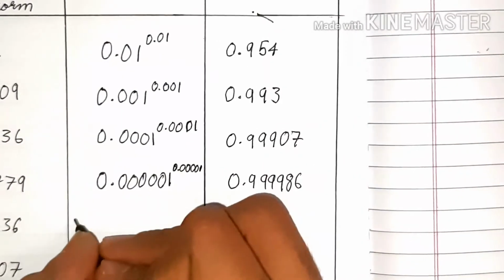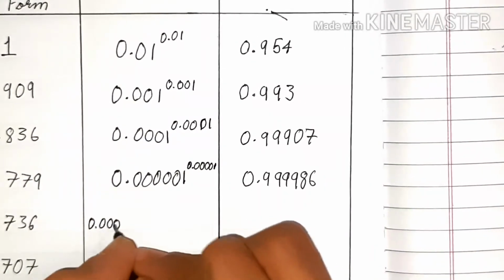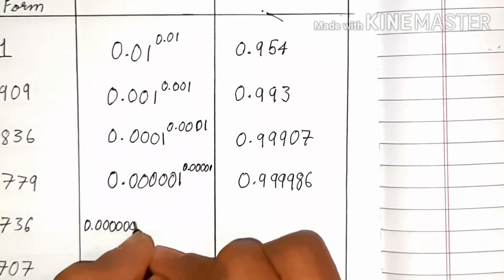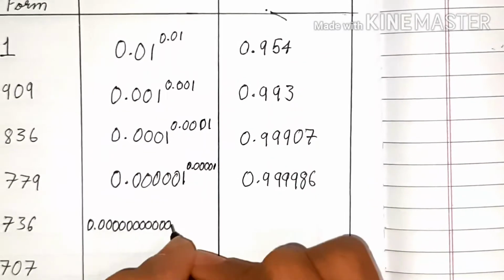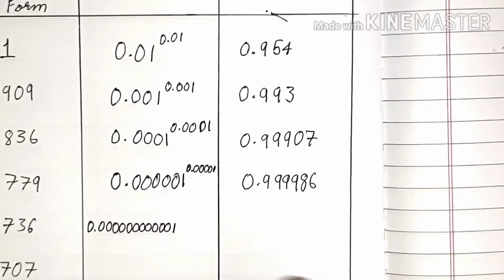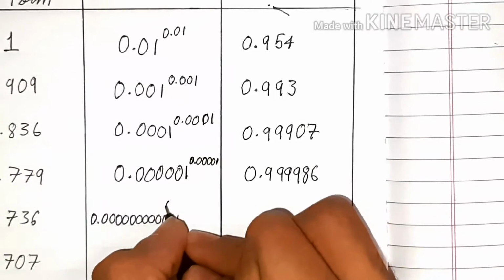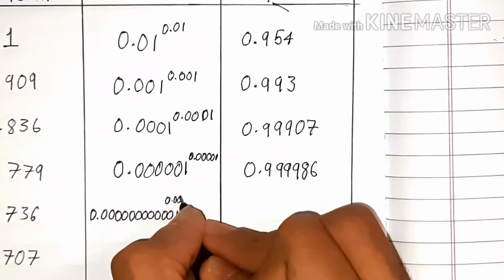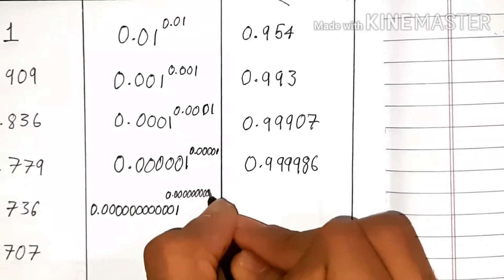Now we'll try 11 zeros. That means 0.00000000000 and one more zero and then 1. There are 11 zeros, raised to the same. So we are getting much closer to 0 raised to 0.